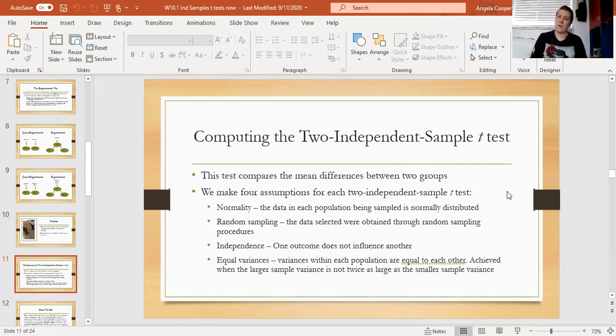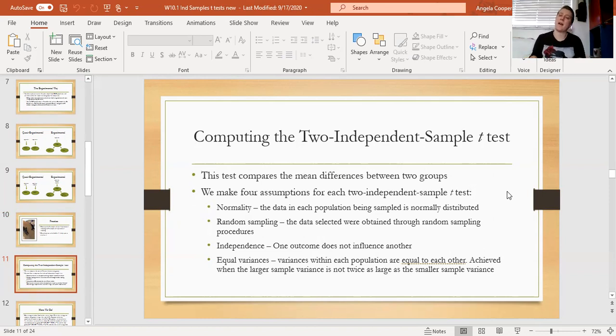Now, when we compute it, we have assumptions that we have to assume before we get into it. So the first is normality. The data in the populations, or population: if it's quasi, we have two populations, men and women, Tuesday, Thursday, Monday, Wednesday class. If it's true experimental, we have one population, so my stats students, maybe Fresno State students, or however you want to break it down.